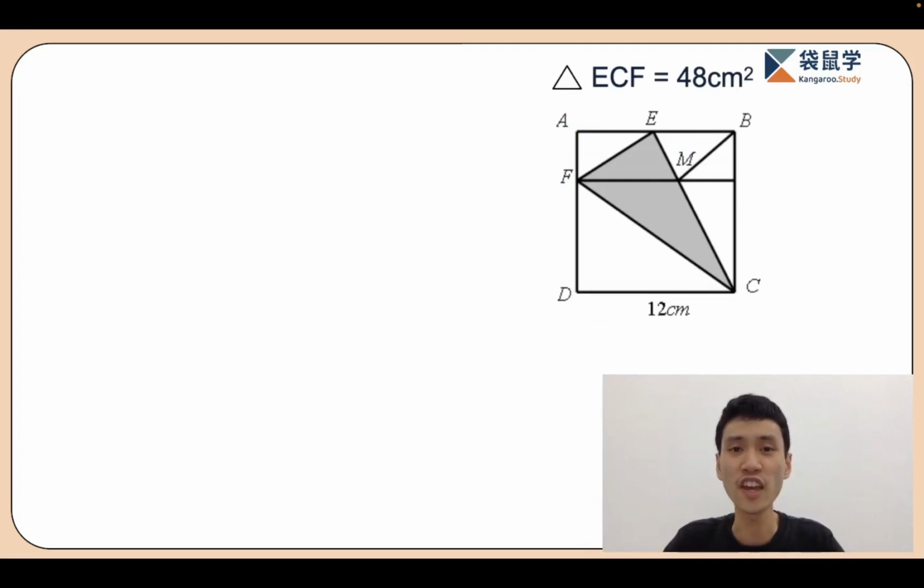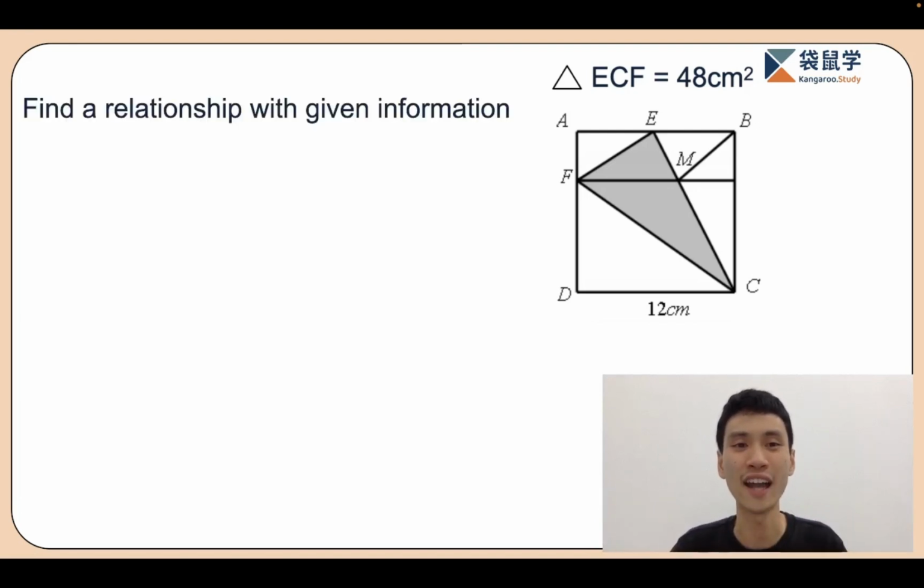We have the figure in the question, which is a square, and the important piece of information that triangle ECF is 48 centimeters squared. And remember, we are trying to find the area of triangle BMC. Now, where were we at this question? If you remember, we are trying to find a relationship with the given information. Based on looking at this figure and what we have already learned, can you explore any relationship over here?